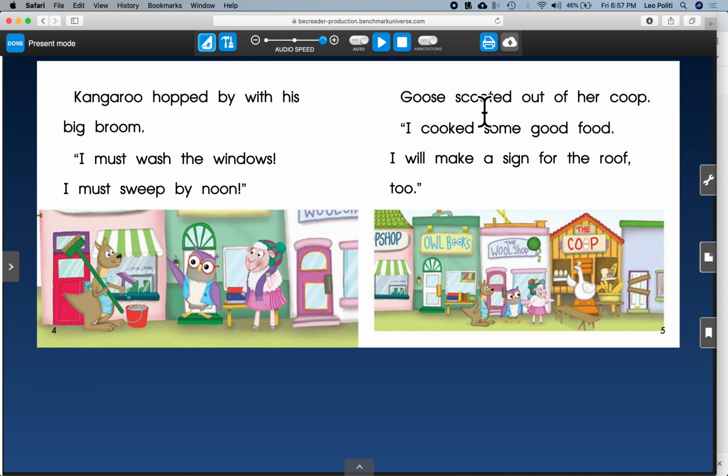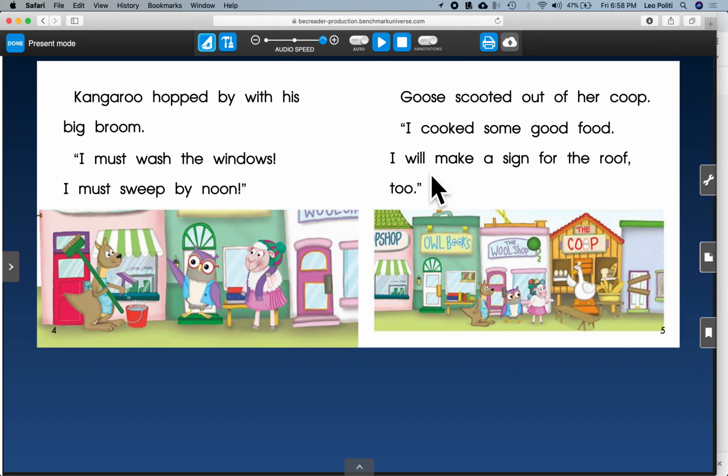Now, do we need to clarify what scooted means? Goose scooted out of her coop. Now, we see that she got out of her coop, so maybe scooted means to move. Goose moved out of her coop. If you figured out that scooted means to move away or to move, then you're right. Sometimes people say, "Can you scoot out of the way?" That means, "Can you move out of the way?"